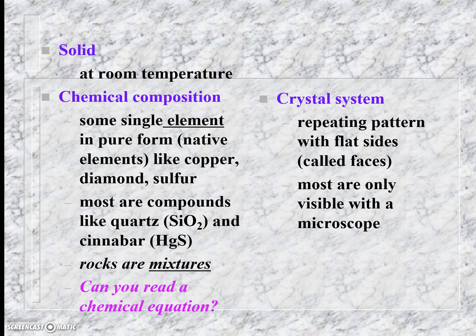The last characteristic is a crystal system, which is just a repeating pattern with flat sides called faces, and most are only visible with a microscope. So you'd have to take a mineral to a microscope to see that it has a crystal system.